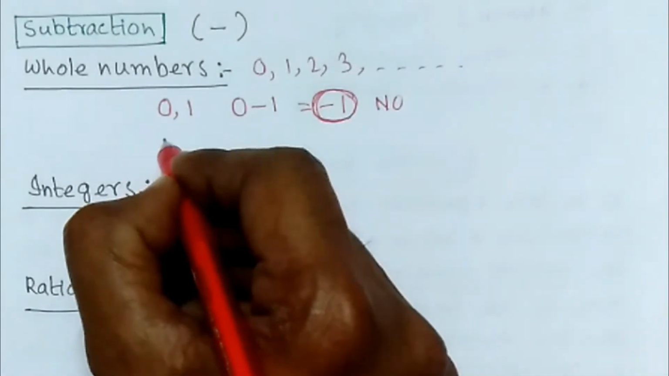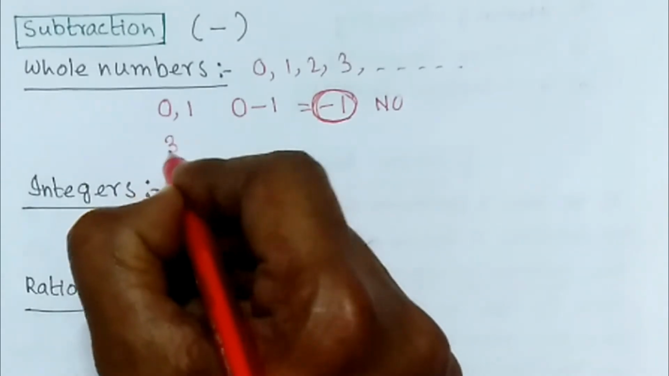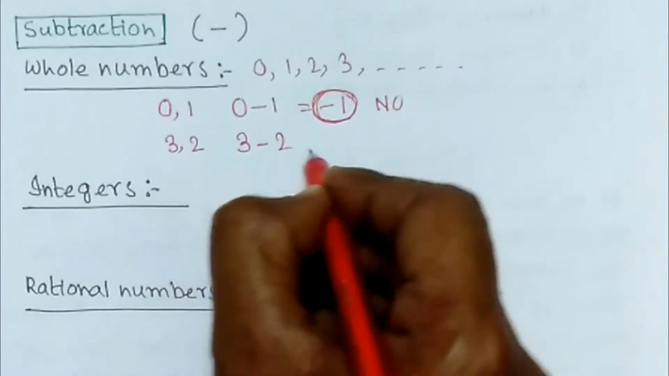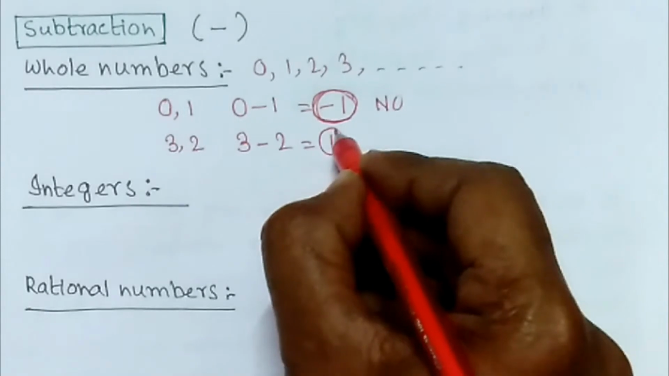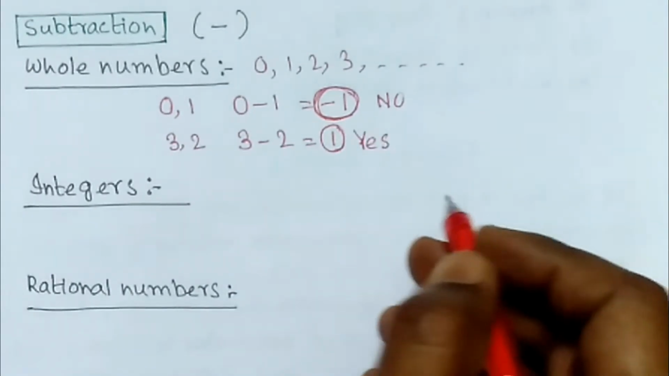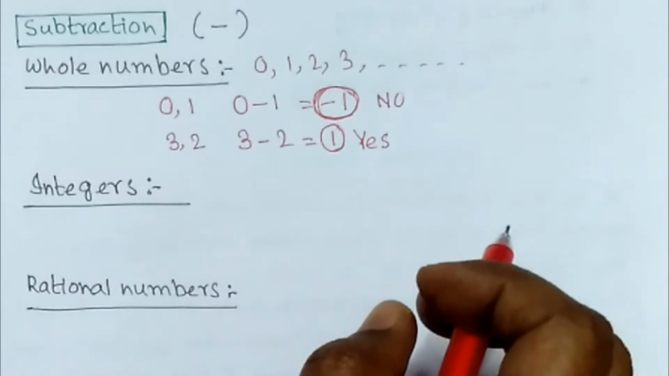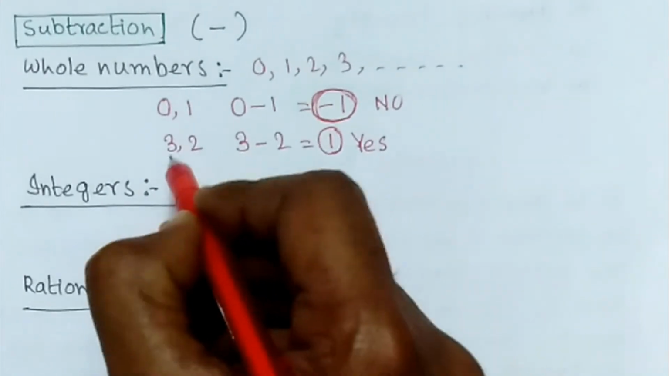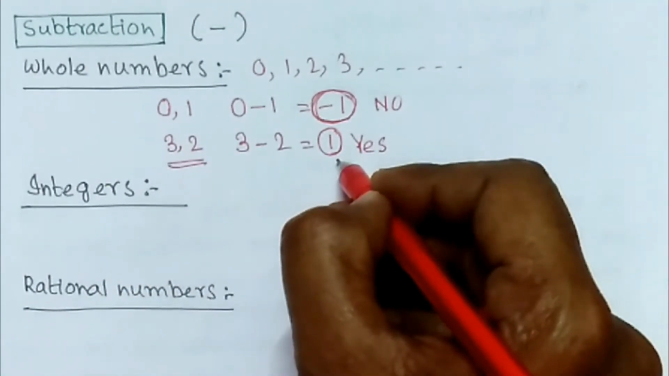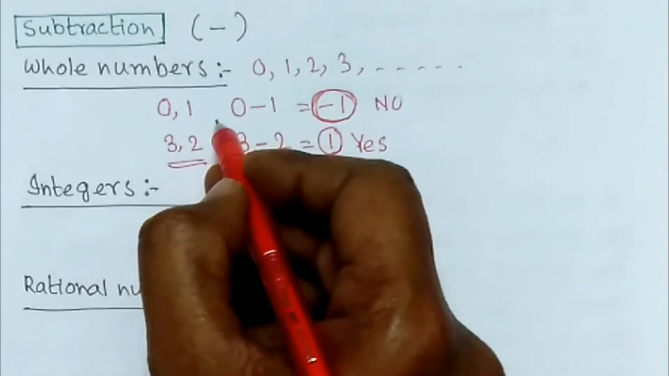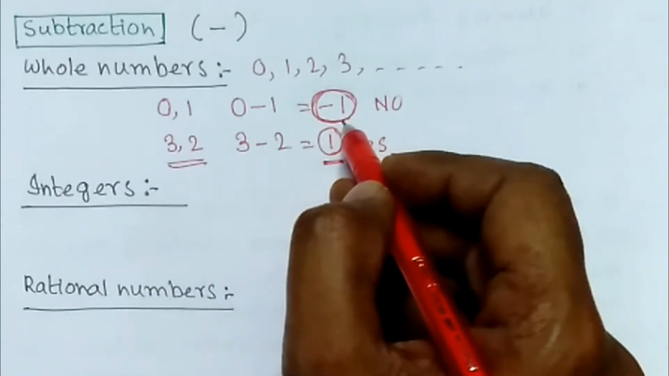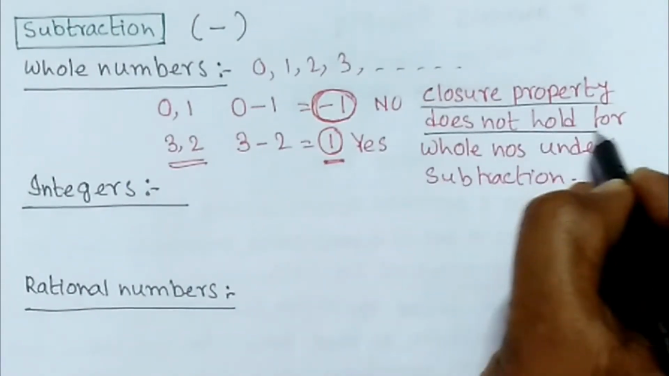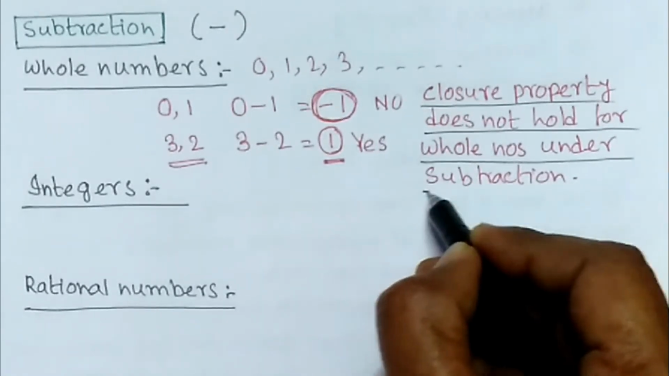No. Again, suppose we assume 3 and 2 and subtract 2 from 3, then 3 minus 2 is 1. Is 1 a whole number? Yes. Remember one thing: for a property to hold, the property should be satisfied for all the numbers. Look, for 3 and 2 we get the whole number 1, but for 0 and 1 we get minus 1, which is not a whole number, right? So we say that the closure property does not hold for whole numbers under subtraction.